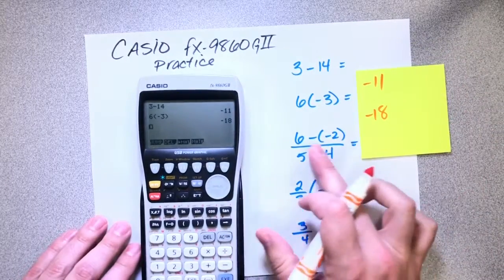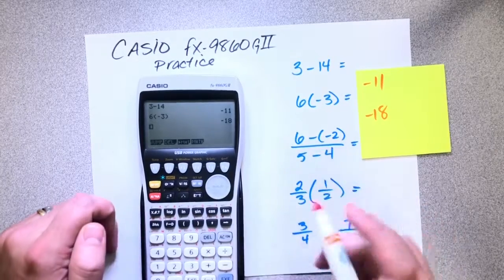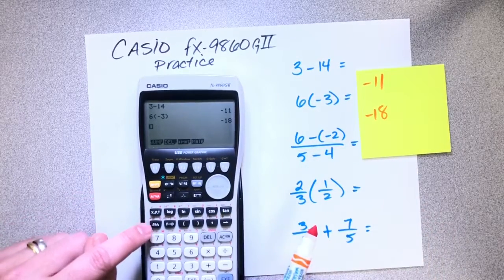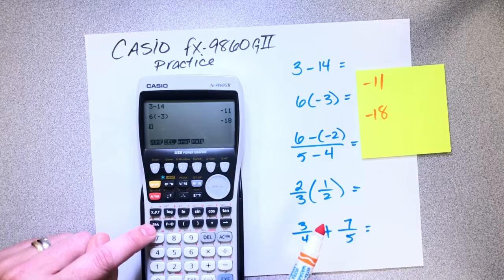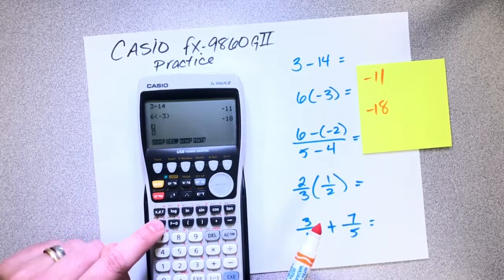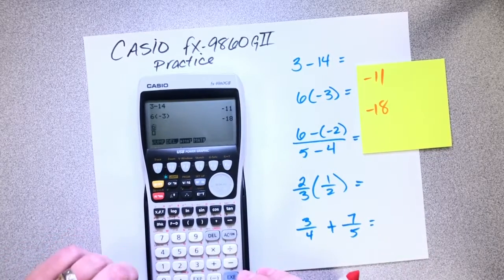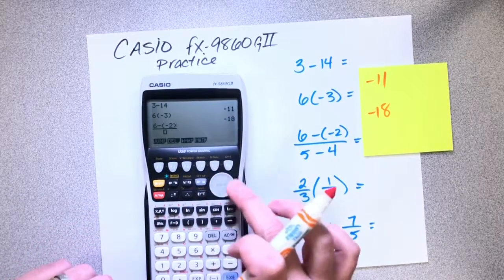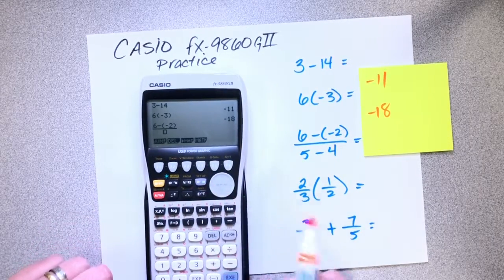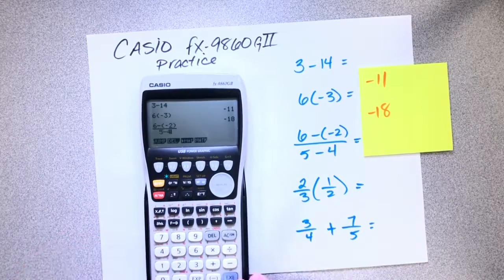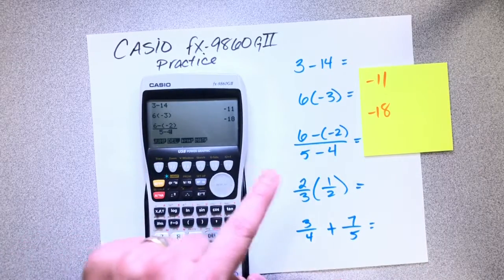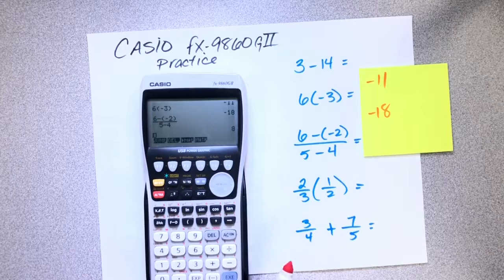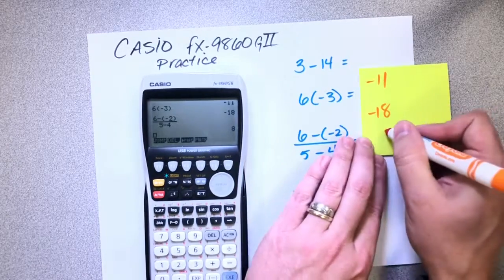Although this one looks a little more complicated, if you see a fraction, there is a fraction button that says A and then BC beside it. Everything on top can go in first. 6 minus parentheses a negative 2. Use the circle keypad navigator to drop to the bottom, and then type in 5 minus 4, and now it looks just like our problem. Hit enter, and our answer is 8.